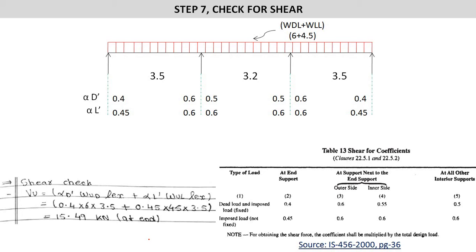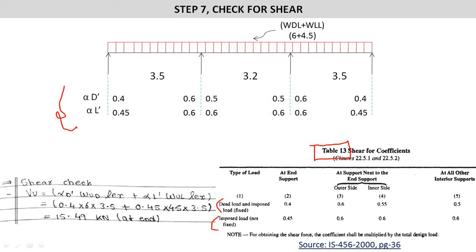So the 7th step of the design of continuous one-way slab is to check for shear. Before starting the check for shear, we have to write the coefficients of shear force for dead load and live load. So these two we have to write. You can move on to IS 456 page number 36. On page number 36 you will have Table 13, which provides the coefficients for shear. Here you can see this is dead load and here it is live load.